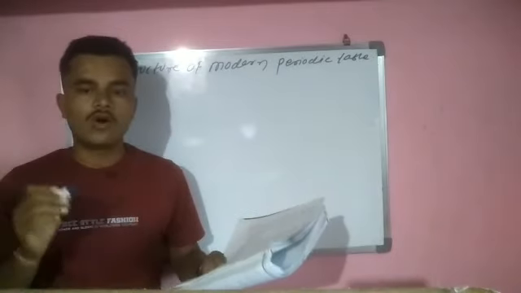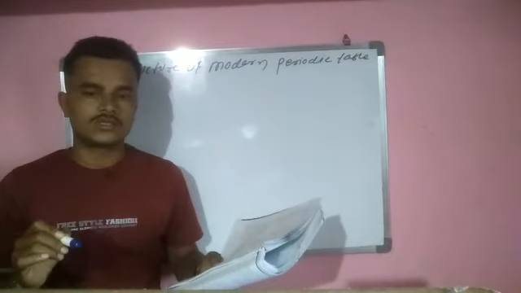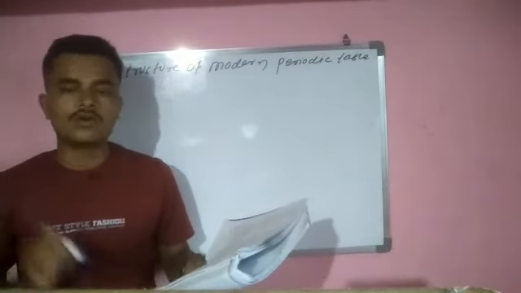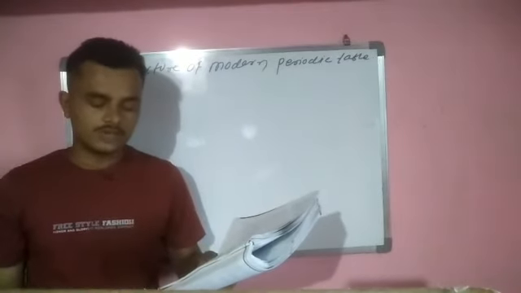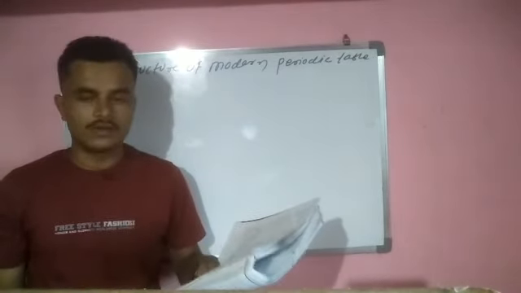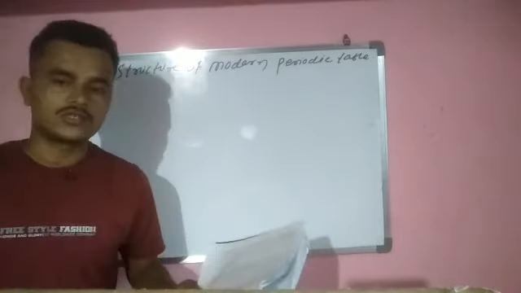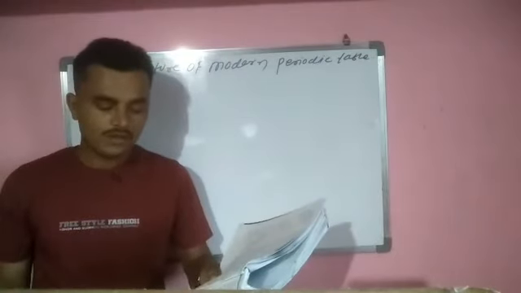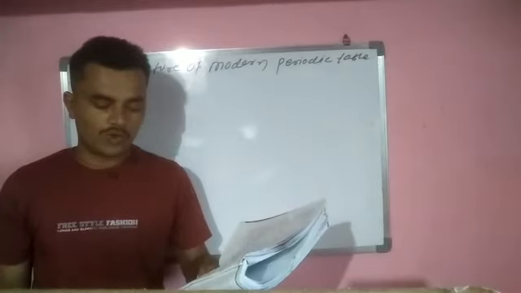Listen, the modern periodic table contains 7 horizontal rows called the periods from 1 to 7. Similarly, the 18 vertical columns are the groups. The 18 vertical columns are divided into different groups, numbered from 1 to 18. The arrangement of the periods and the groups results in the formation of boxes.